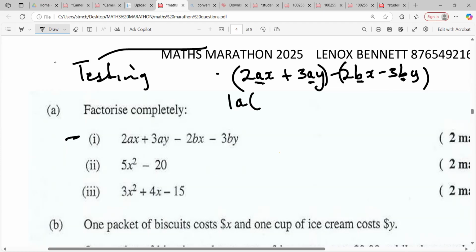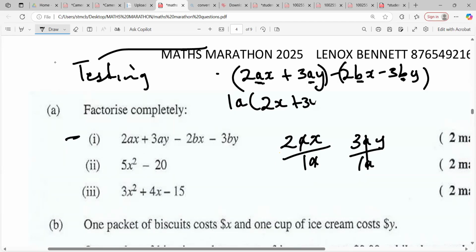And then we divide. So 2ax divided by 1a. So a cancels a, right? So that is going to leave 2x. And same thing with 3ay divided by 1a. So that leaves plus 3y. Alright. Negative in our bracket, guys. I don't know why, it's just a bad habit.